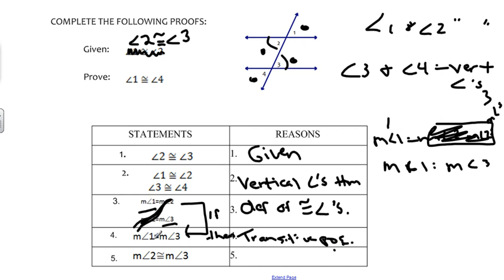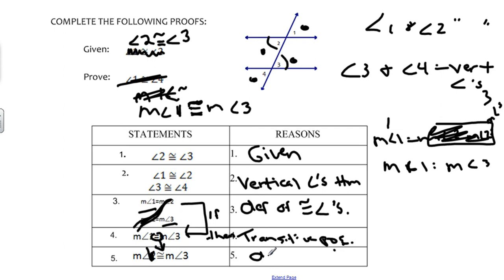And then the last one, measure of angle 1 is equal to measure of angle 3. Well, this whole proof is all messed up. It should be the measure of angle 1 is congruent to the measure of angle 3, and that should have been what we were trying to prove. Oops. What a mess. Bad job, Miss Flip. But anyway, you get the idea. Change from an equal sign to a congruent sign. That's the definition of congruent angles.